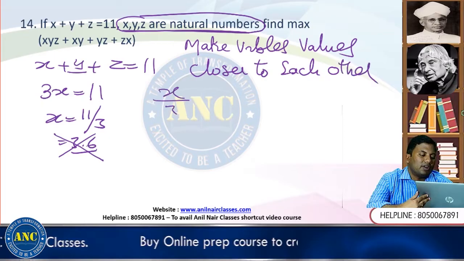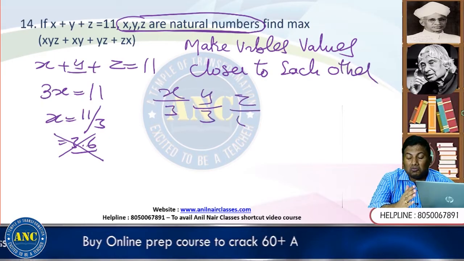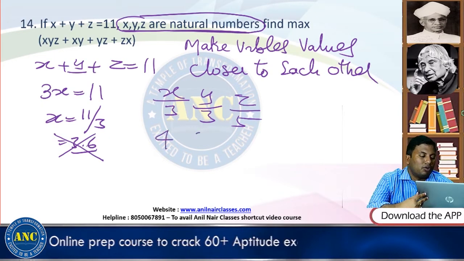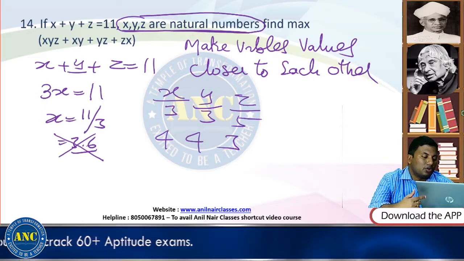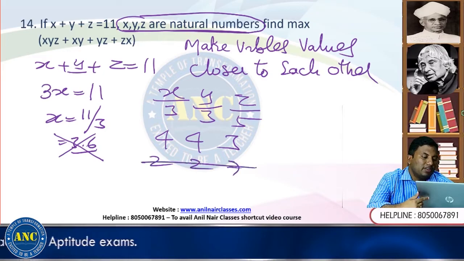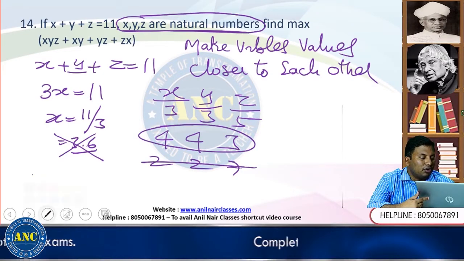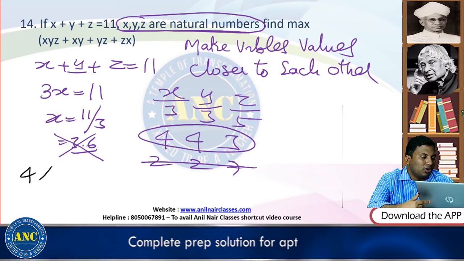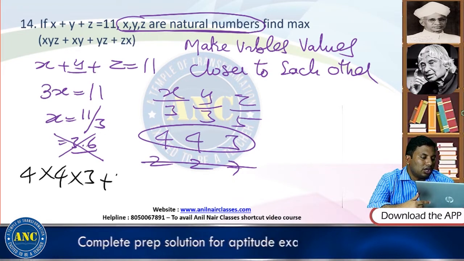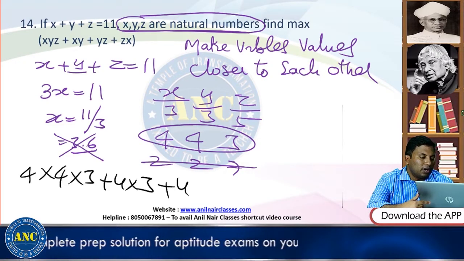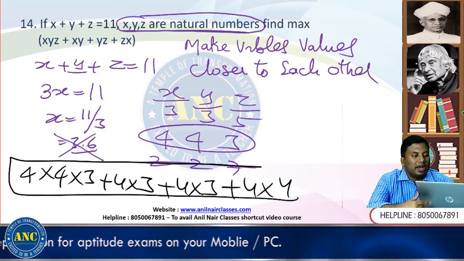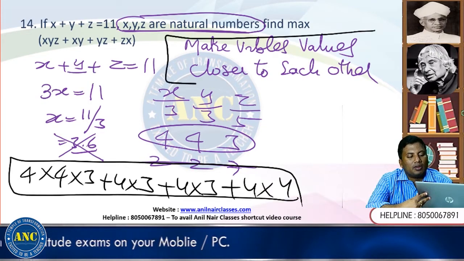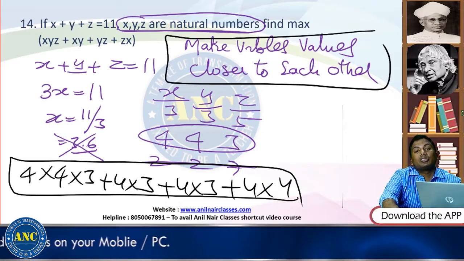x is 3, y is 3, z is 5. 5 is a little more. 4, 4, 3 are very, very close. 2, 2, 7 are very, very far. So if I take 4, 4, 3: 4 into 4 into 4 into 3, plus 4 into 3, plus 4 into 3, plus 4 into 4. This is the answer. The idea behind this question is to make the variable values come closer to each other.